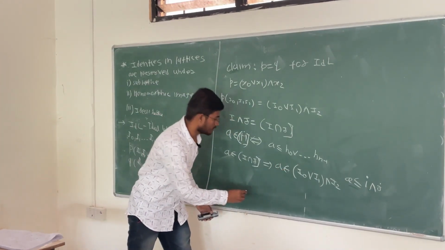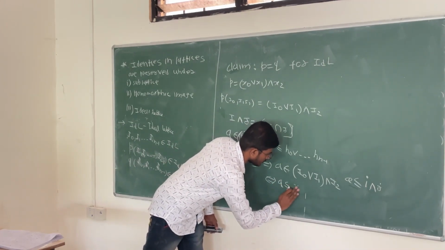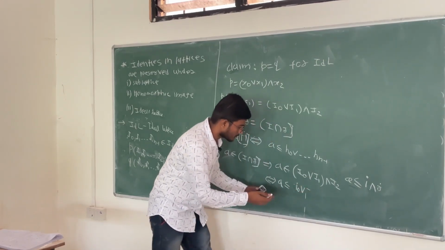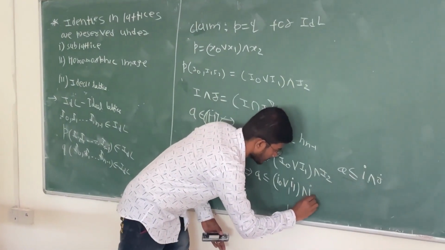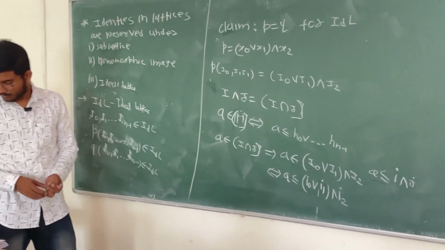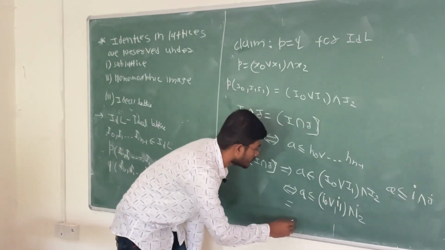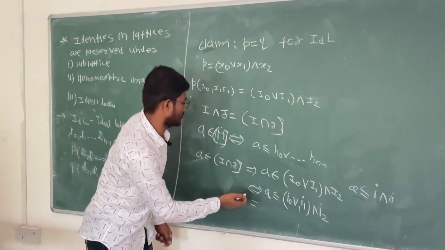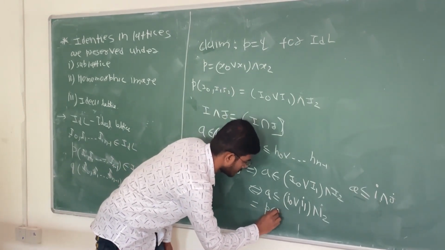Next, if and only if A is less than or equal to small i0, i1, i0 join i1 meet i2, small letters. But that is the same as the polynomial evaluated at small i0, i1, i2, right? This polynomial evaluated at this. You use X, okay, no problem. P of small i0, small i1, i2.